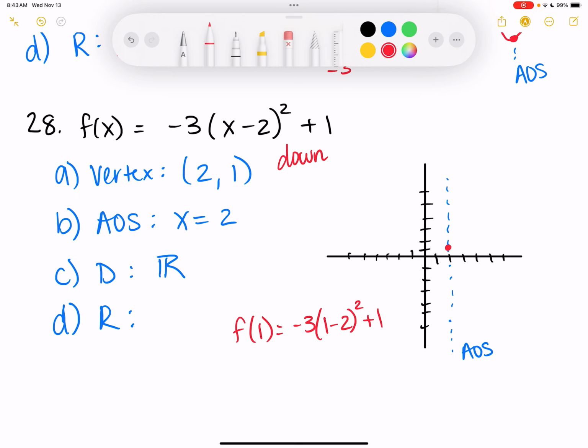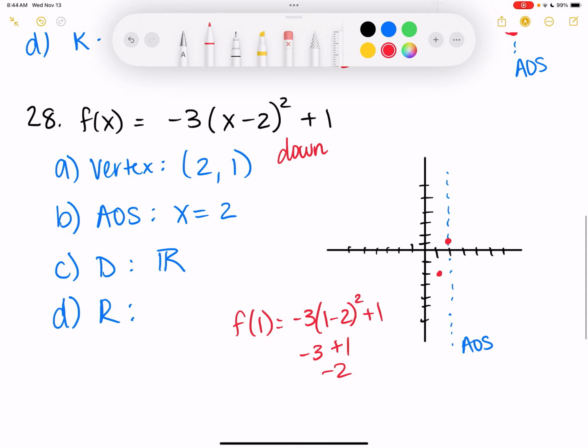Are you talking about inside here for the final answer? So this would be -3 times 1 plus 1, which would be -2. So at 1, it's at -2. So that means 1 away on this side, it's also at -2. And then I can just connect it like that. All right, so based on that, what y values does this take on?